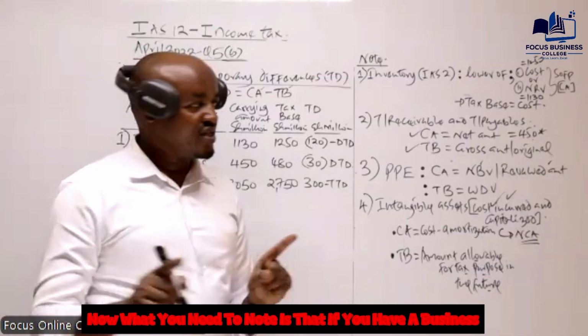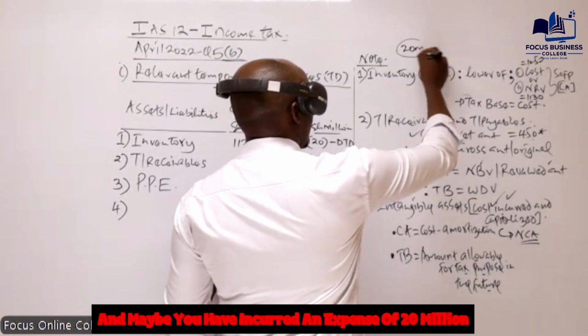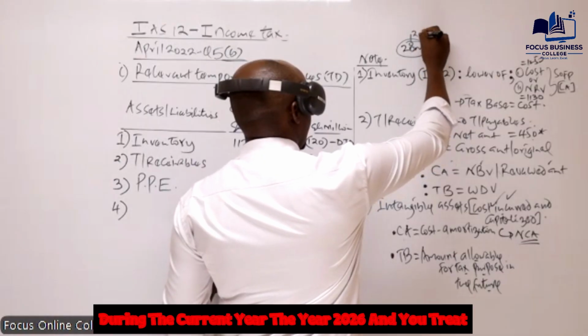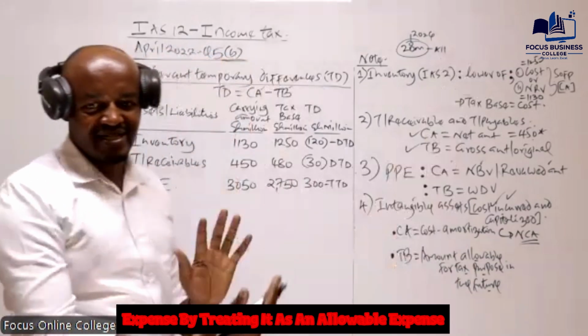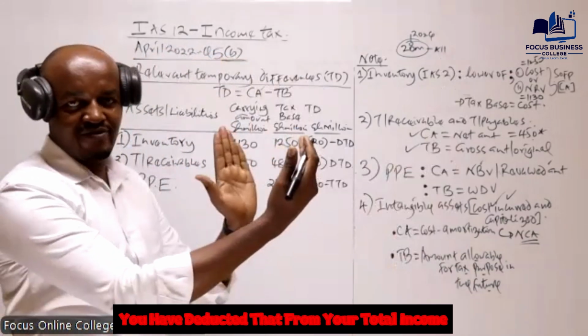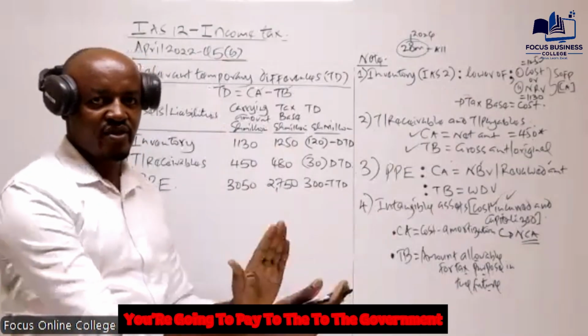Now, what you need to note is that if you have a business and you have incurred an expense of 20 million during the current year, the year 2026, and you treat this as an allowable expense, by treating it as an allowable expense, you have deducted that from your total incomes in determining the amount of tax you are going to pay to the government.